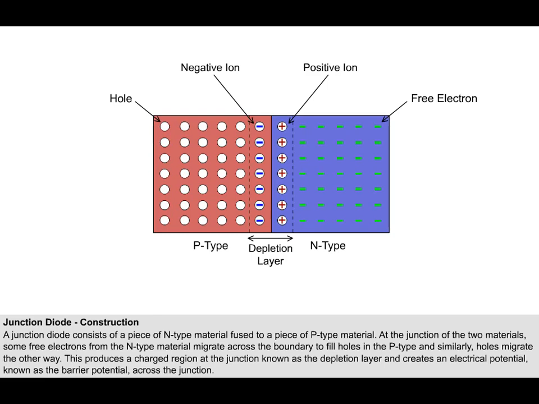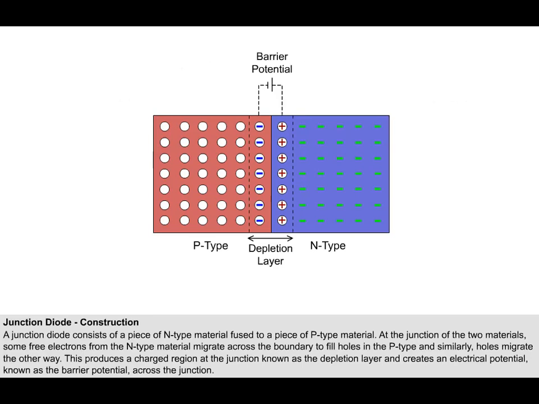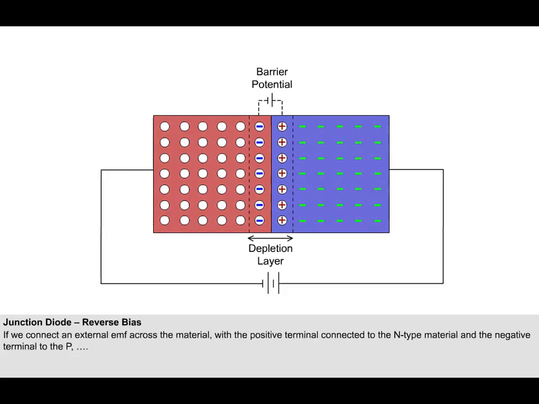This migration produces positive ions in the N material and negative ions in the P material. This in turn produces a charged region at the junction, known as the depletion layer, and creates an electrical potential, known as the barrier potential, across the junction. The positive and negative ions in the depletion layer repel holes and electrons, preventing further electron or hole movement between the materials. The barrier potential may be represented as an imaginary battery, although it should be remembered that the regions of increased positive and negative charge exist only across the junction. The material as a whole possesses no electrical charge.